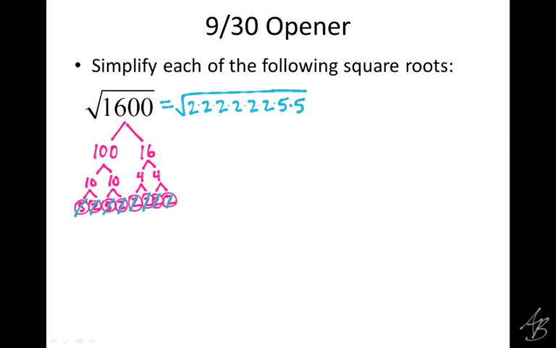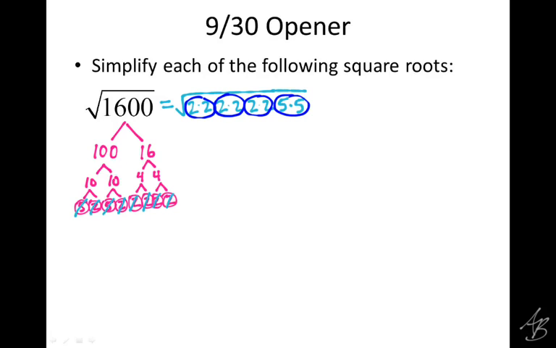Now what? Now we're going to circle pairs. So we've got a pair of 2's, another pair of 2's, another pair of 2's, and a pair of 5's. Again, we have everything circled, right? So what does that mean? Outside. Everything's going to be on the outside, so we don't have a square root anymore.